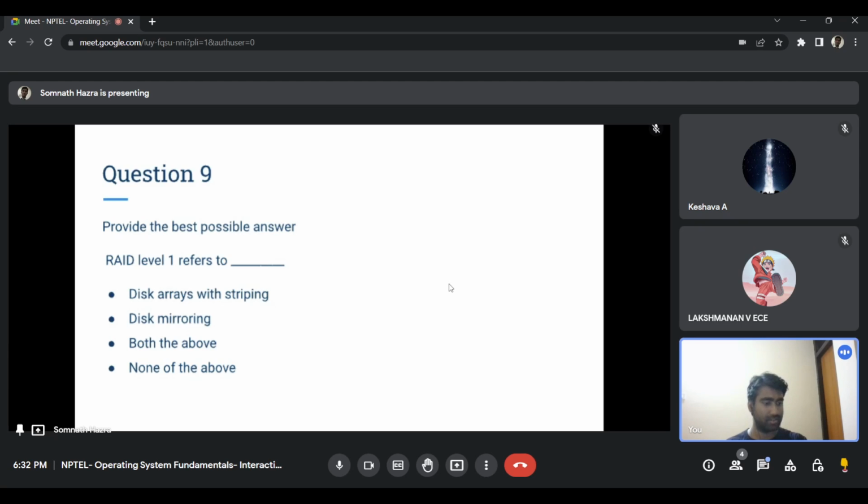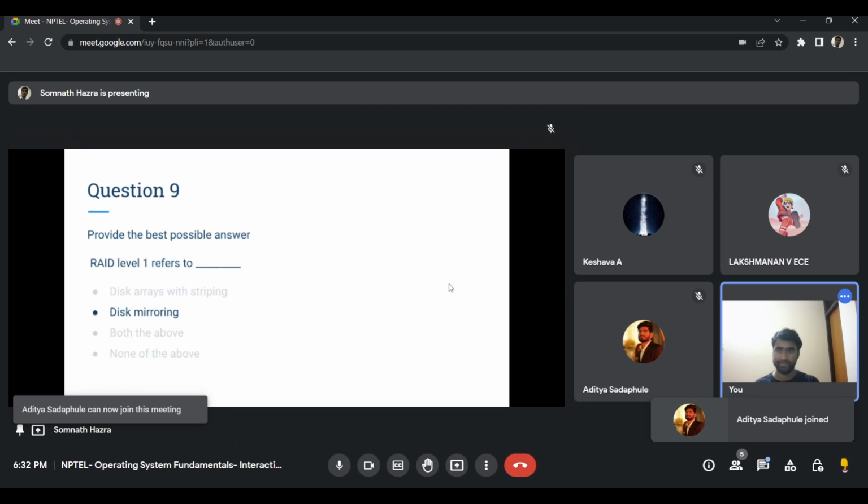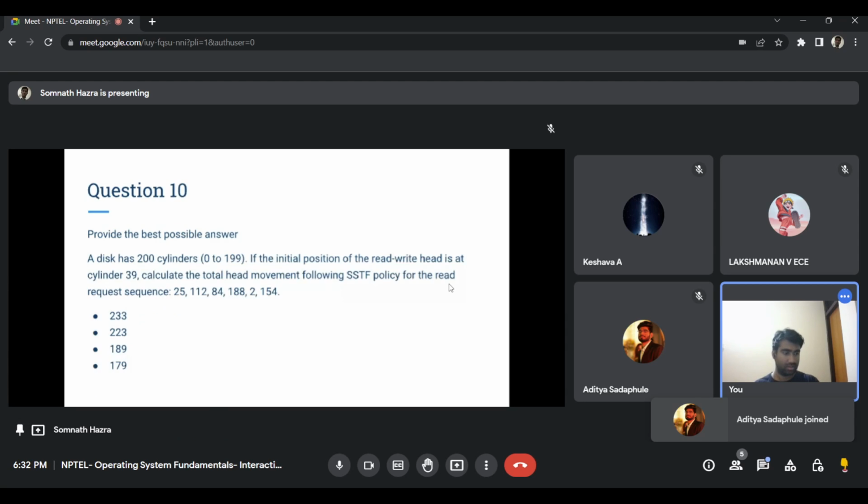So anyway, let's get to the answer. RAID level 1 refers to disk mirroring. These are various security levels. So yeah, RAID level 1 refers to mirroring. Okay. Let's get to the next question.